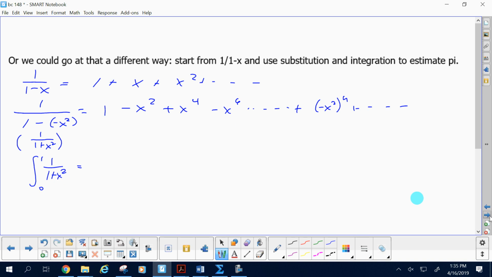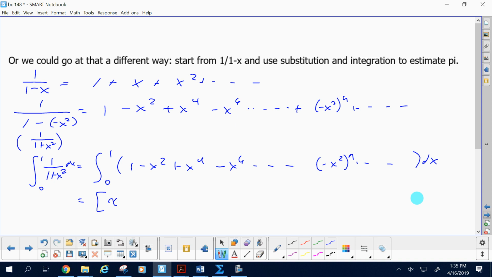You'll follow me, people? Yes. All righty then. So that means I'm going to integrate both sides. Can't just integrate one side. Got to integrate both sides. Like that. So, what is ye old antiderivative? X minus x cubed over 3 plus x to the 5th over 5 minus x to the 7th over 7.